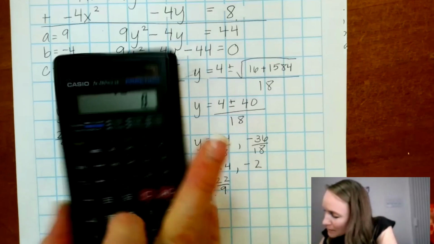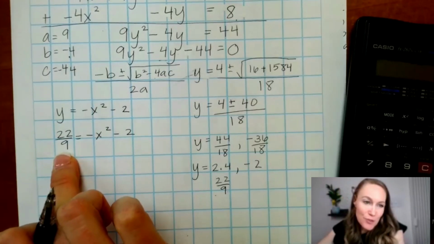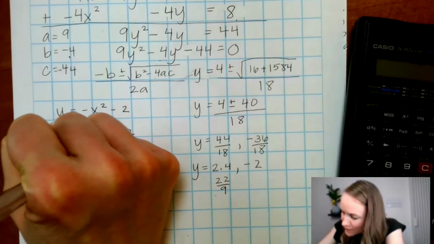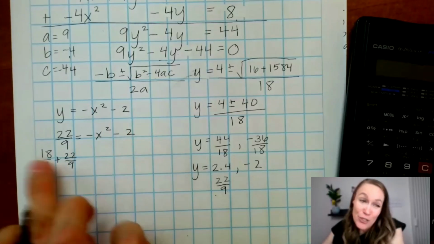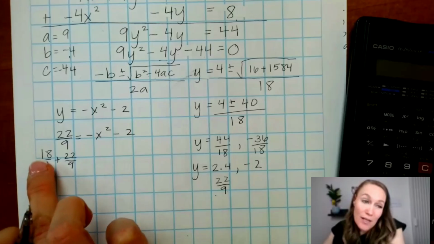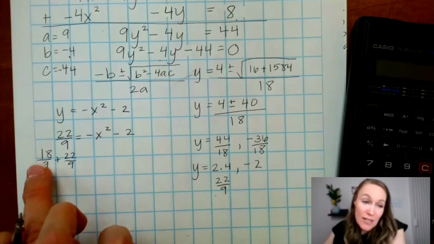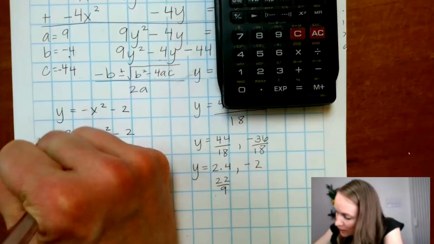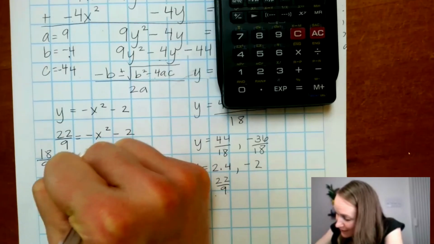Okay. So I'm just going to have to do it where I do 18 over 9 plus 22 over 9. Now I got 18 from 18 over 9 because I'm adding 2 over to the side. So I need to make the denominator the same when I add fractions. So 18 plus 22 is 40. So then I have 40 over 9 equals negative x squared.